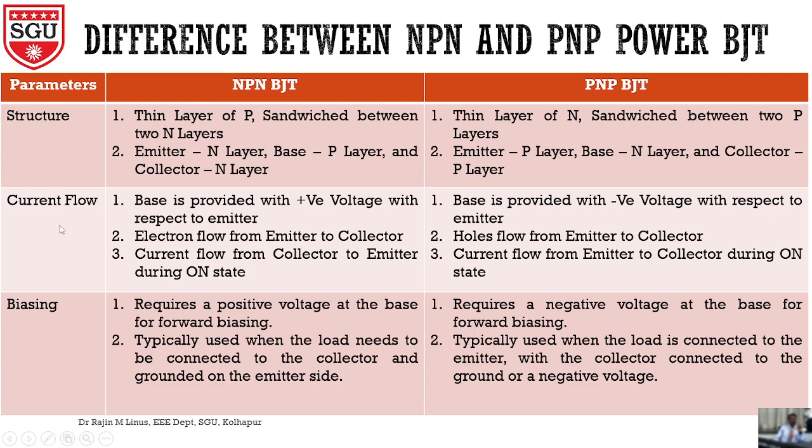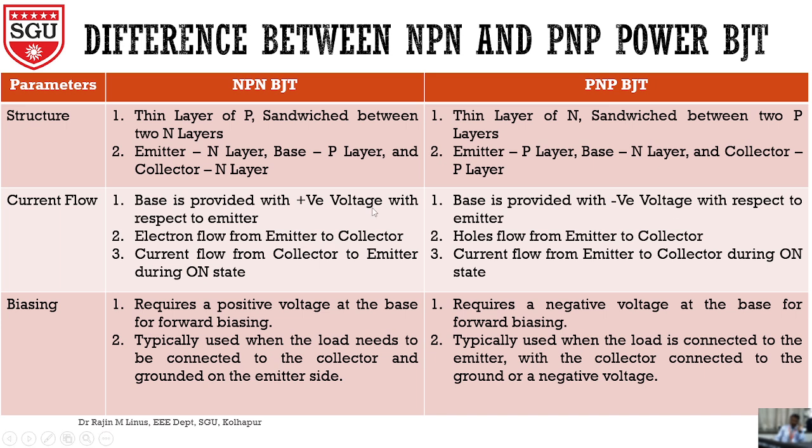In the NPN transistor, the emitter is connected to the N layer, the base terminal is connected to the P layer, and the collector is connected to the N layer. At the same time, in the PNP bipolar junction transistor, the emitter is connected to the P layer, the base is connected to the N layer, and the collector is connected to the P layer.